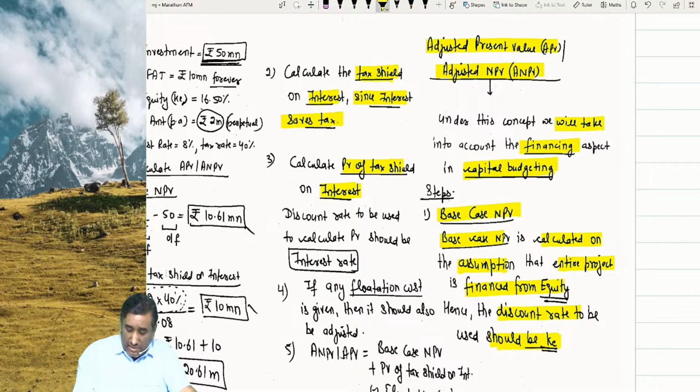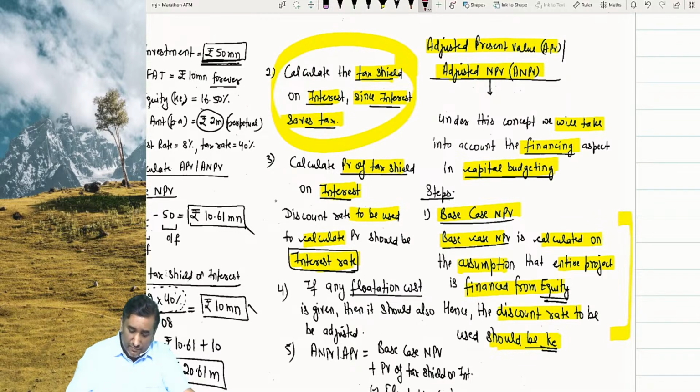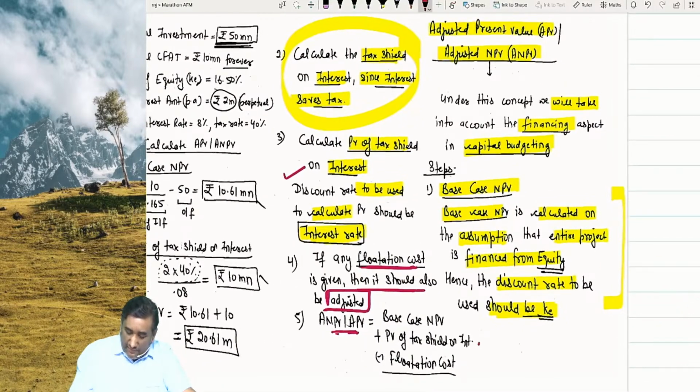PV of tax shield on interest. The discount rate to be used to calculate PV should be the interest rate. The KE would be for the cash flows of equity. Since you are discounting the interest tax benefit, this will be discounted by the interest rate. Apple to apple comparison. If any flotation cost is given, then it should also be adjusted. Adjusted NPV is base case NPV plus present value of tax shield on interest, minus any flotation cost. The objective is that interest gives you this tax benefit.